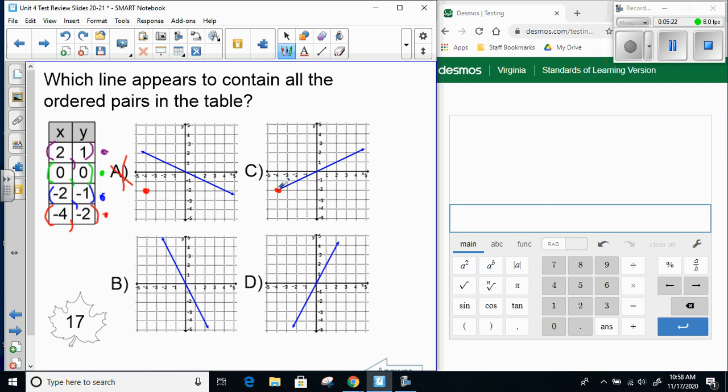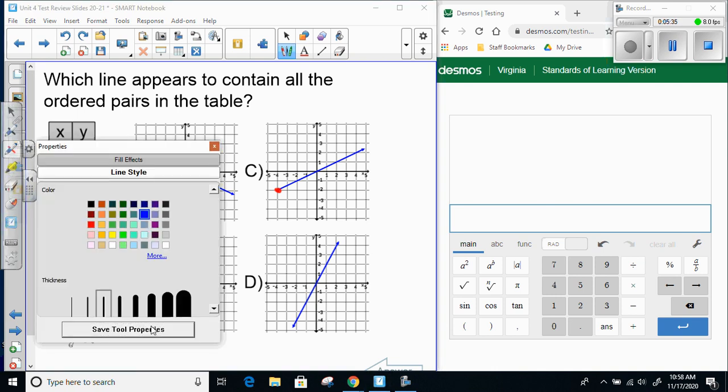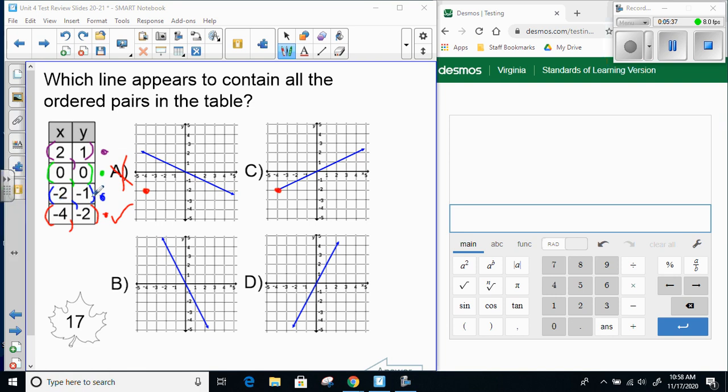Now I know it was right on the end, but that point, -4, -2, is on the blue line. So C might be our correct answer. Since we got a point on the line, let's check another one. Let's check for -2, -1.